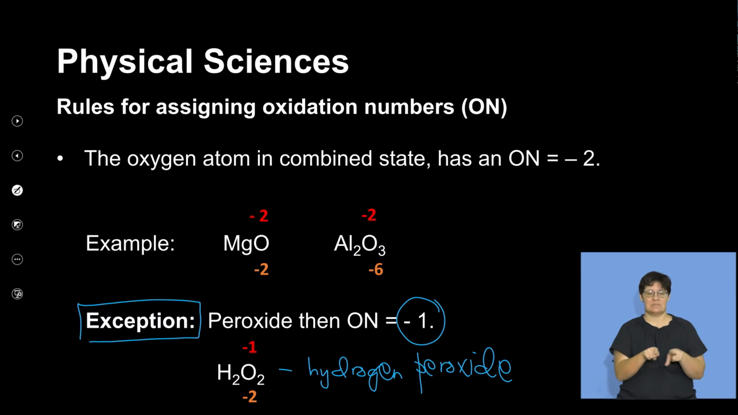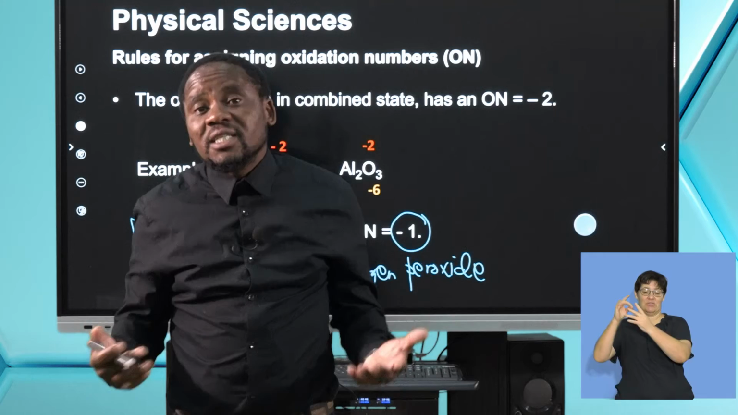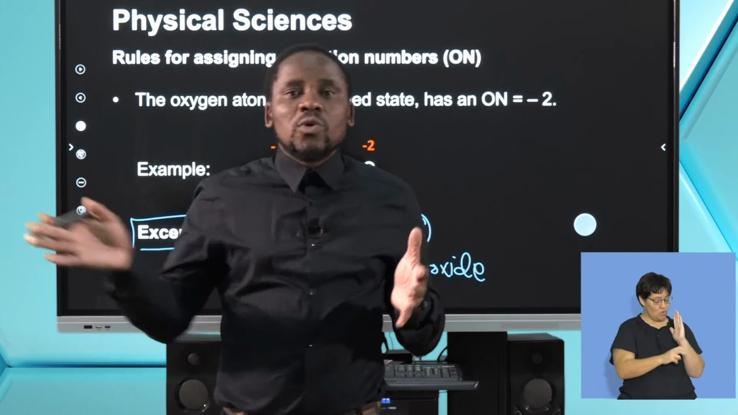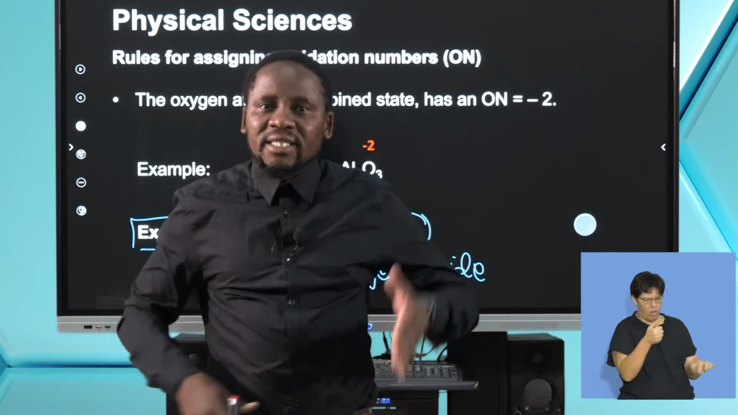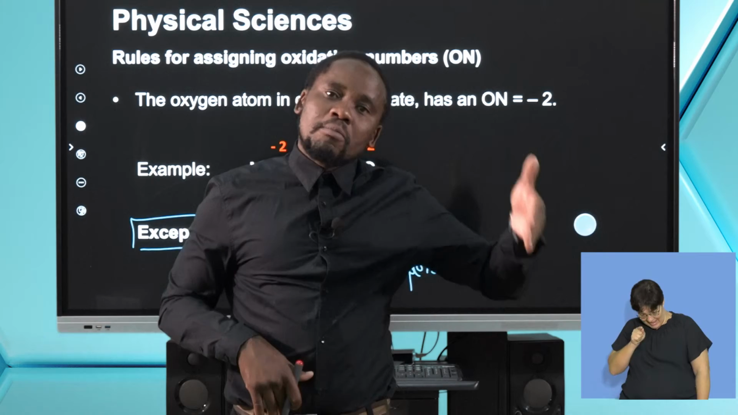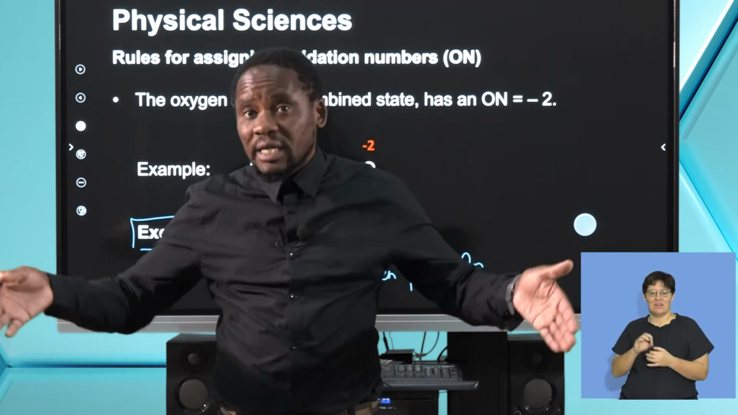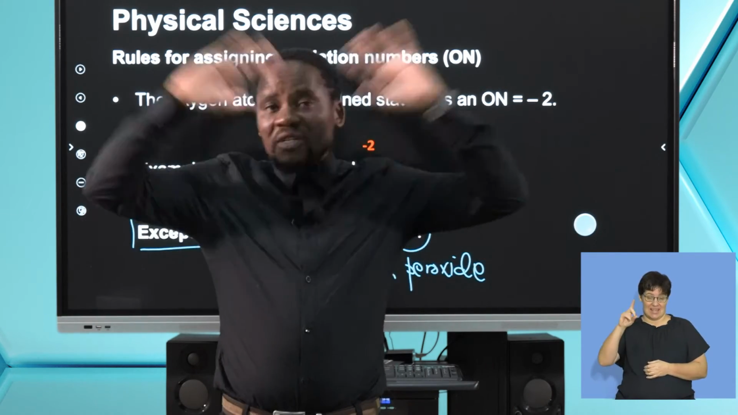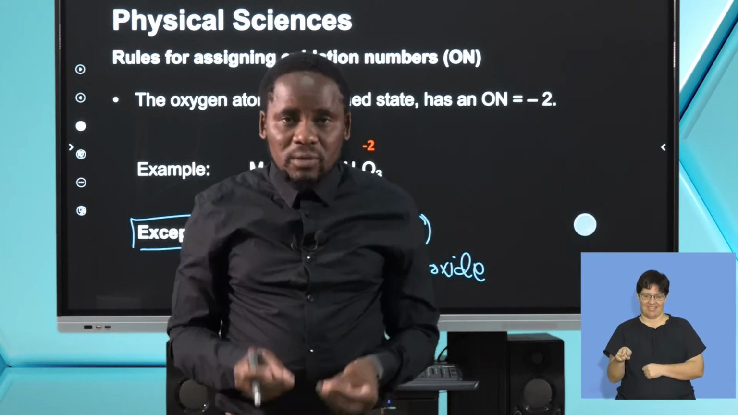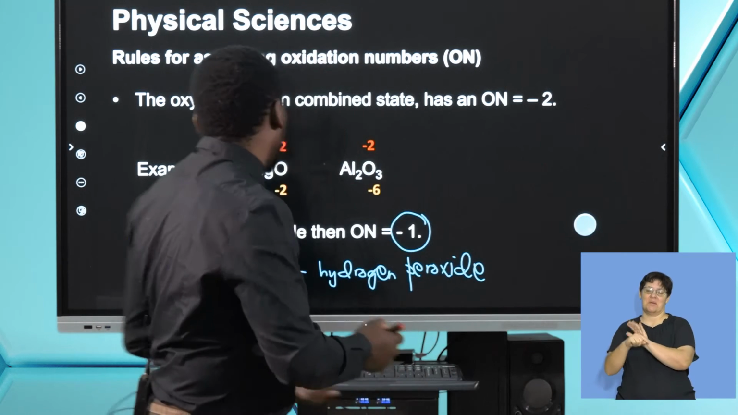So when we talk of exceptions in terms of the application of the rule, we say, yes, the rule holds for everything besides when oxygen is in a combined state of a peroxide. So the rule applies to everything else except the peroxide. That's what we mean by an exception, right?